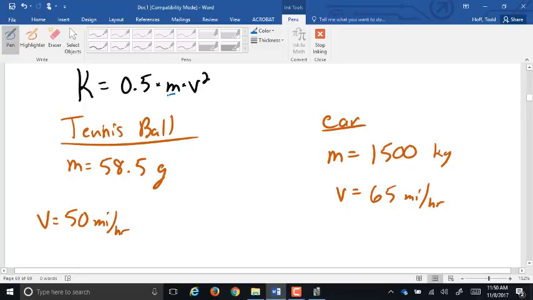Now in our formula, what does mass have to be in? Kilograms. So the car is good, that's already in kilograms. The tennis ball has to be converted into kilograms. To go from grams to kilograms, remember it's 1,000. So it's just a matter of moving that decimal point 3 spots to the left. So that would be 0.0585 kilograms.